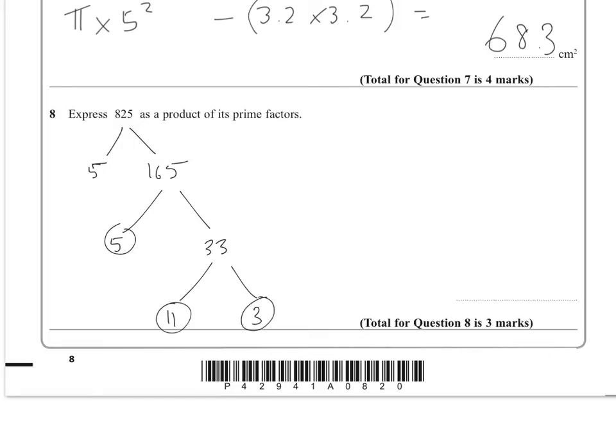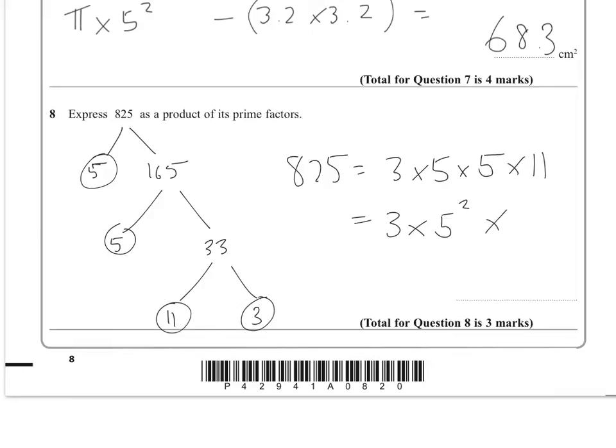All of these values at the end of my stems are prime numbers, so I can say that 825 equals 3 times 5 times 5 times 11, or alternatively 3 times 5 squared times 11.